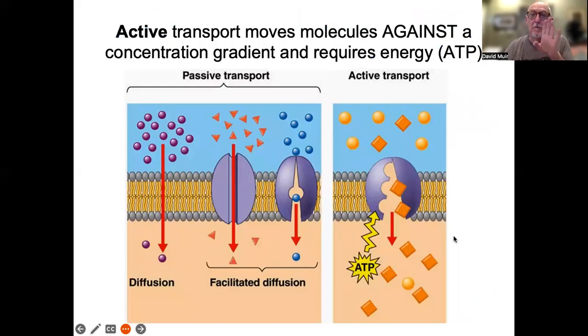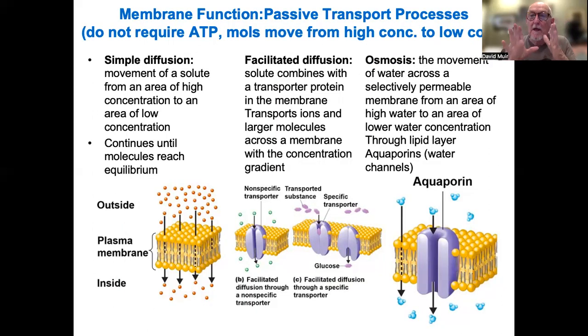Okay, so let me just go back here. Notice something very important here, and that is that the cell is not exerting any energy to move these molecules across by diffusion. The energy comes from the concentration of molecules, forcing them to move from an area of high concentration to low concentration. The cell does not use any energy to affect that movement.